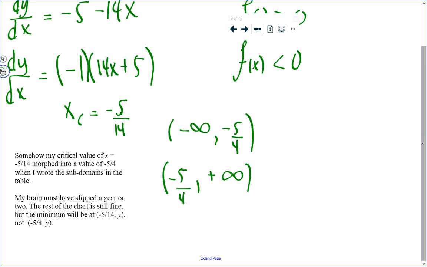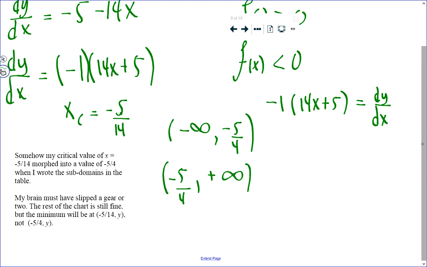So I'm taking the domain of all real numbers, which is the domain that this function exists over. It's a polynomial function, and I'm slicing it at the critical value of x. On the top, I'm going to put the factors of the derivative. And the factors of the derivative multiply to give the derivative.